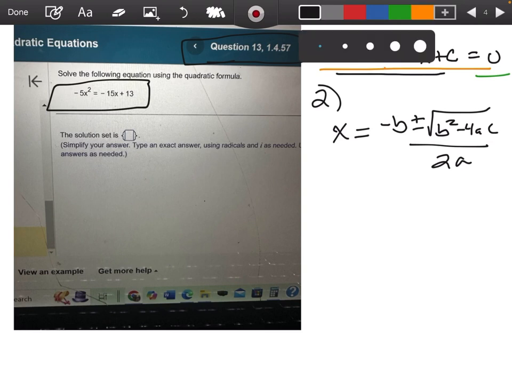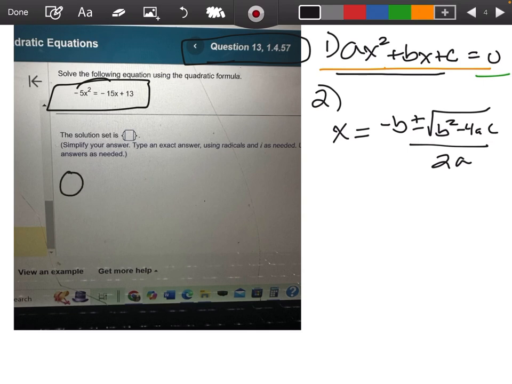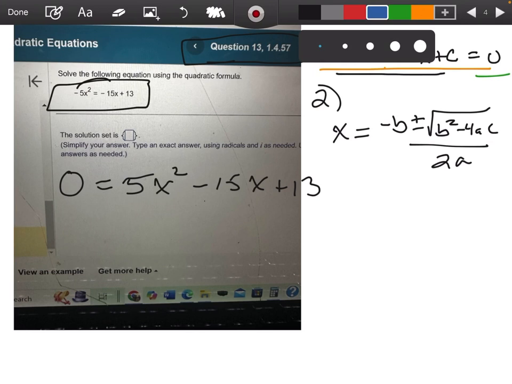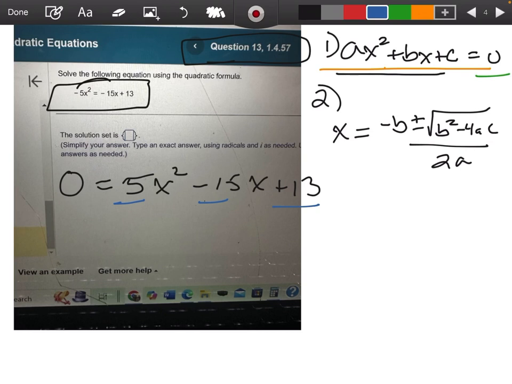So first thing I'm going to do here, y'all, I'm going to move this 5x squared that way. The reason being is it makes it easier if the number in front of my x squared is not negative. So when I cross the equal sign, we're going to have a 0 now, and a positive 5x squared. We still have that minus 15x, and we still got that plus 13, okay? So now we're going to look for our numbers a, b, and c. These are the numbers in front of the x squared, the x, and the constant term. So my a is 5, our b is negative 15, and our c is 13, okay?